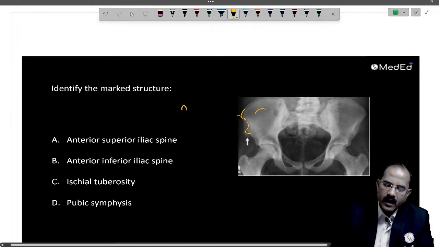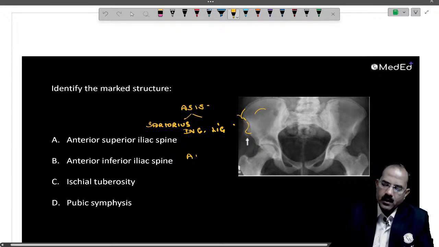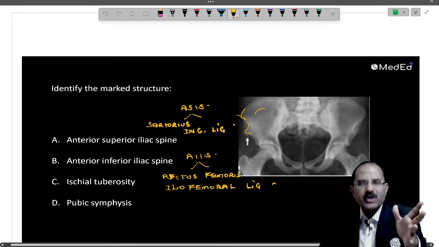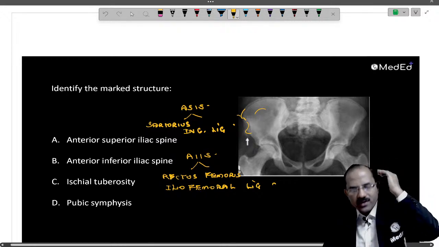What is attached to the anterior superior iliac spine? Yes, two things. One is sartorius. The other one is the ligament. Sartorius and inguinal ligament. Anterior inferior iliac spine, again two structures. One is the rectus femoris. The second one is iliofemoral ligament, that's the ligament of Bigelow. That's the strongest ligament of the hip joint.